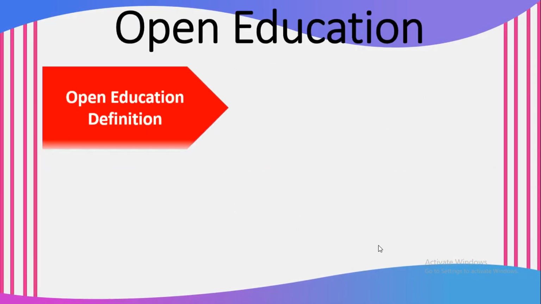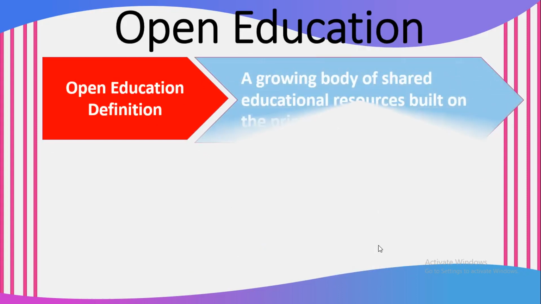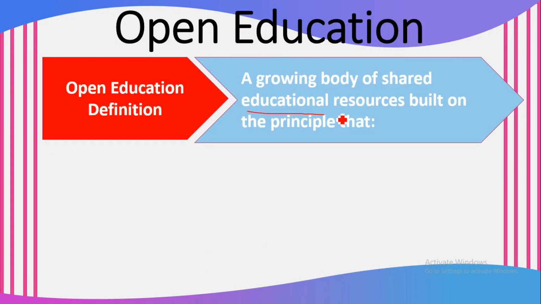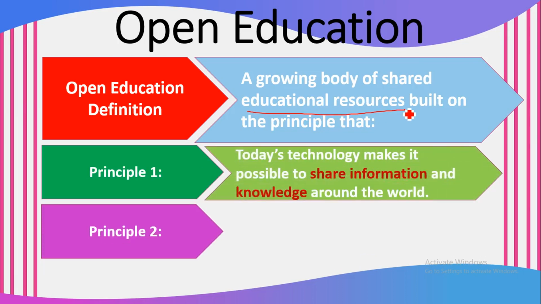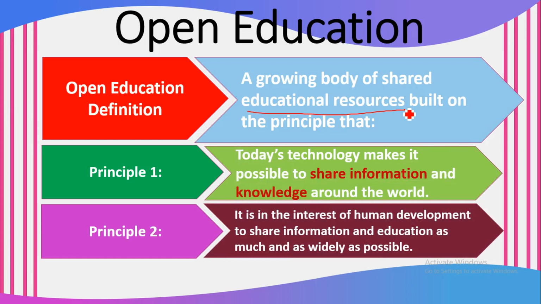Here the second thing is, what does open education mean? It is a growing body of shared educational resources which is built on two principles. So we can say that it is an entire body which is working for online education, so that we can share the educational resources, and it must be based on two principles. The first principle says that today's technology makes it possible to share information and knowledge around the world. So the first principle states that we must have that technology by which we are able to share the information and knowledge around the world, around the globe.